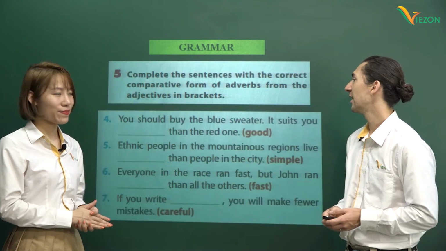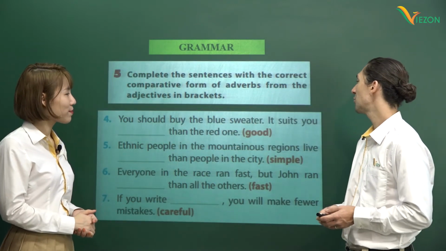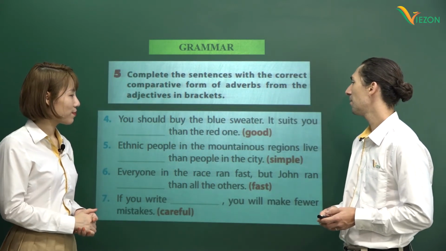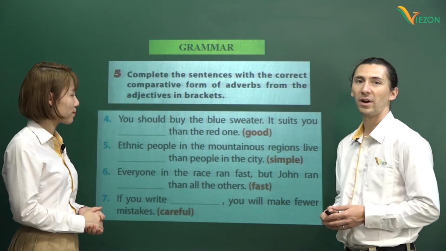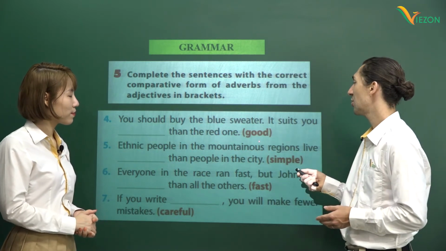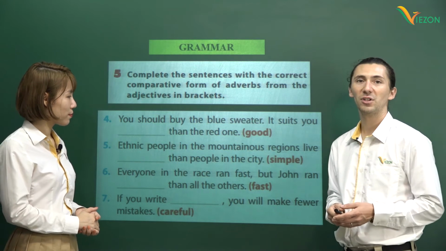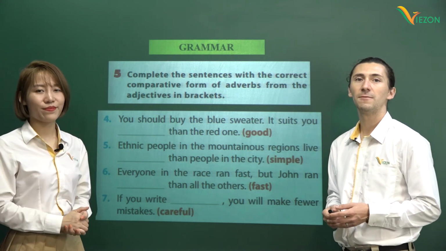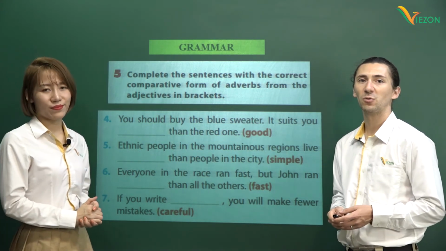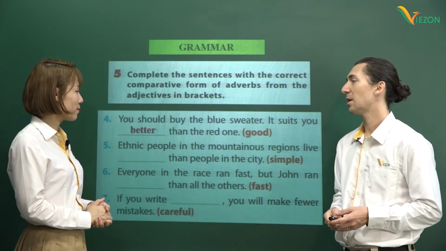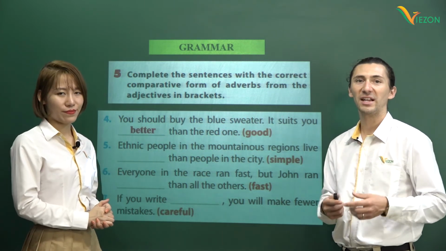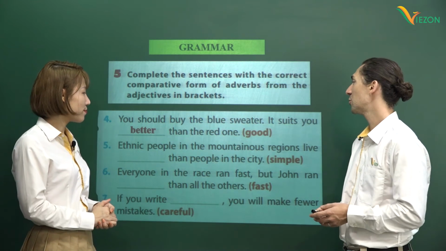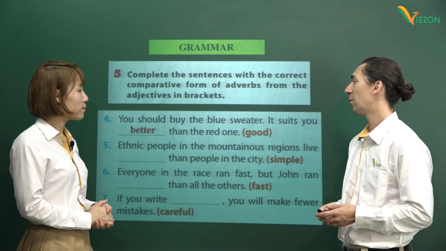All right, number 4 says, you should buy the blue sweater. It suits you than the red one. All right, and the word in the brackets we have is good. So how can we use good as a comparative? So this one's irregular, and this one we use better. So let's go ahead and repeat that sentence. You should buy the blue sweater. It suits you better than the red one.